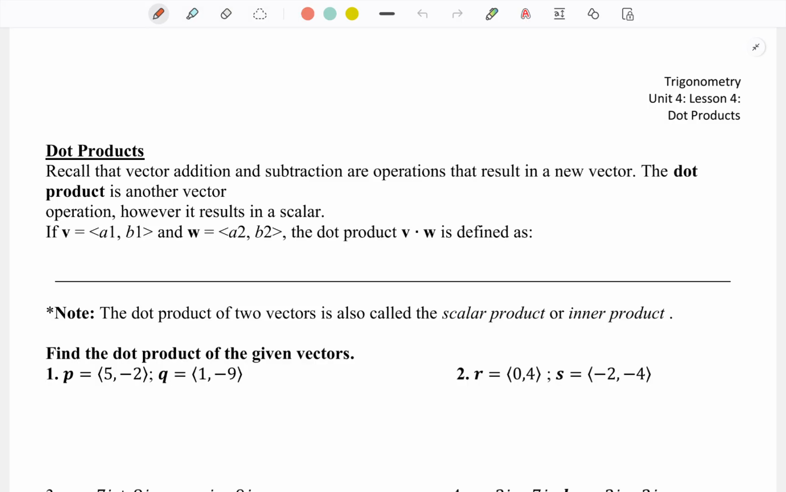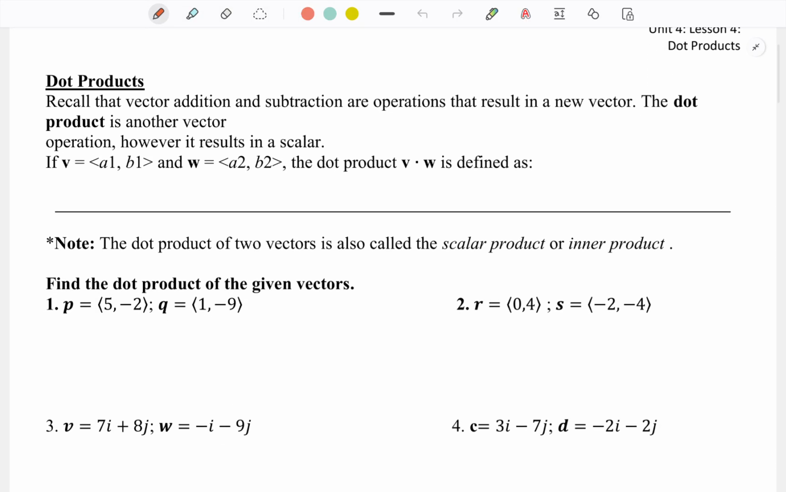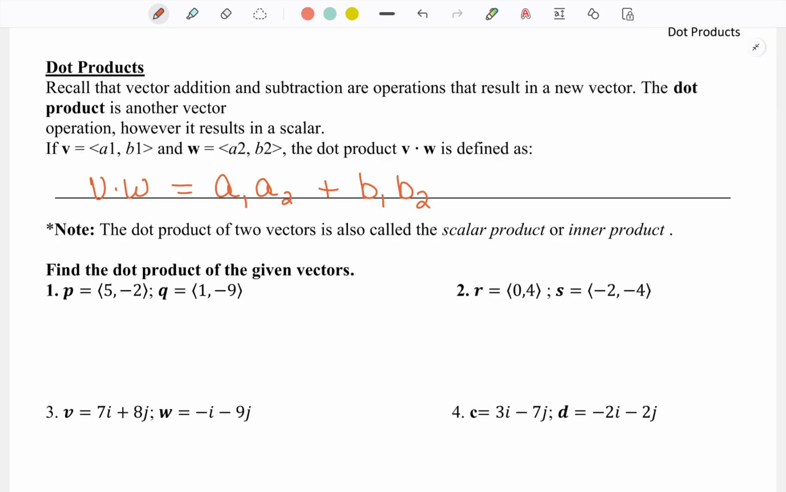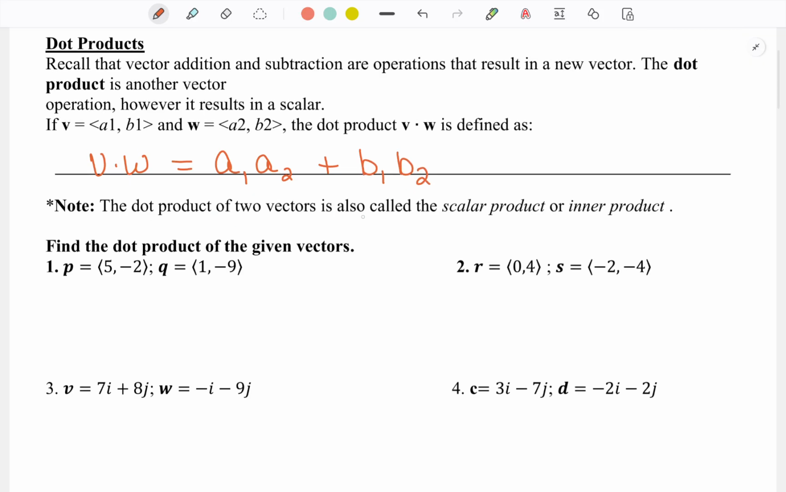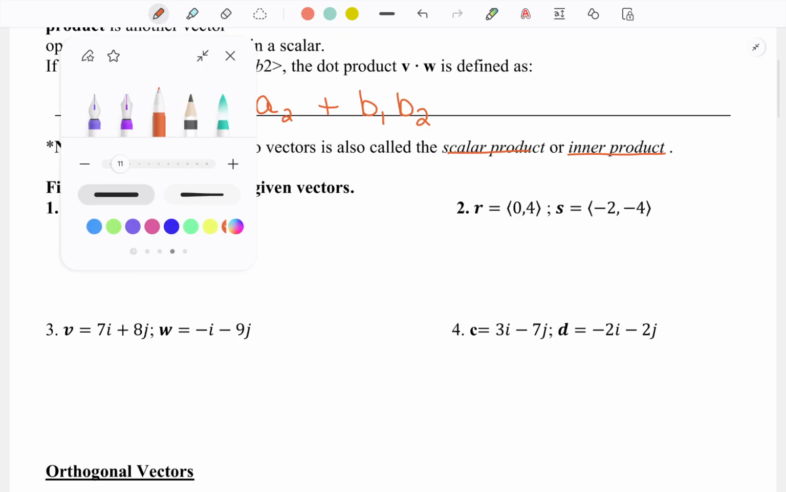So if v equals a1, b1, and w equals a2, b2, then the dot product v times w is defined as v times w equals a sub 1 times a sub 2 plus b sub 1 times b sub 2. The dot product of two vectors is also called the scalar product or the inner product. So you might see those wordings on a few questions.